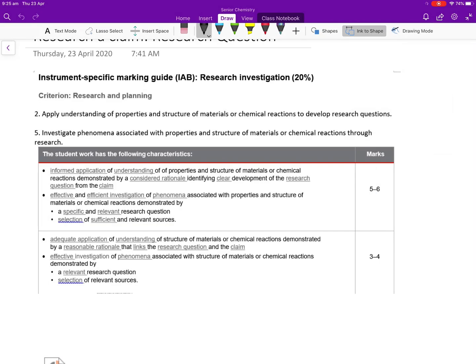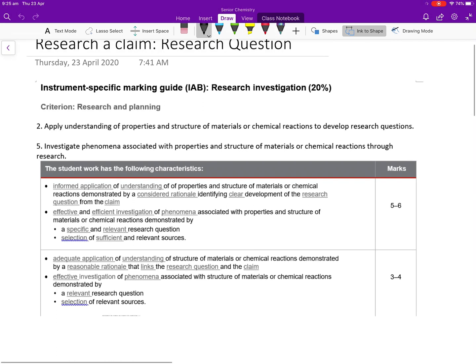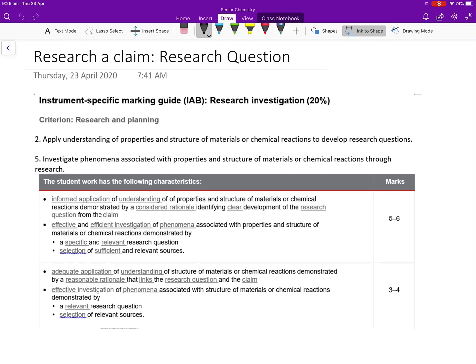All right, what we're going to look at today is getting started on your research and claim assignment. You would have had a bit of practice doing this kind of thing in Year 9 and Year 10 in particular. However, this one's a little bit different, or it's got a little bit of additional stuff involved.